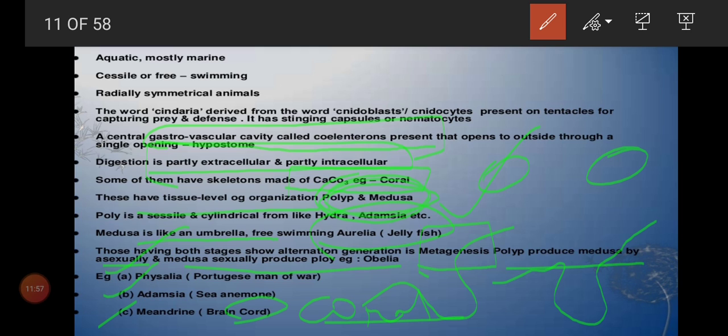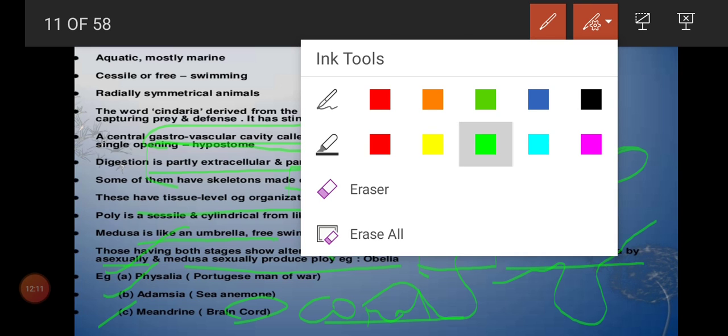And here we can see cnidoblasts on tentacle-like structures. In them, we can see nematocysts. It started to release some stinging substance to escape from predators. Is that clear, children? That's all about the characteristics regarding the Cnidaria.